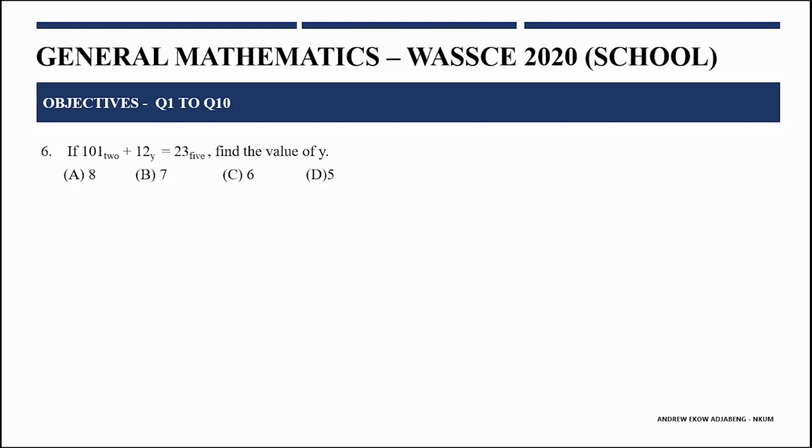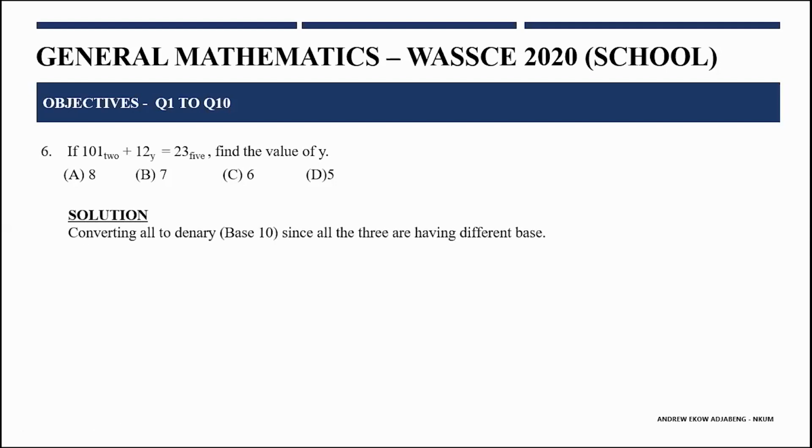In question 6, if 101 base 2 plus 12 base y equals 23 base 5, find the value of y. These were the possible solutions. So let's look at the best solution that works for this.